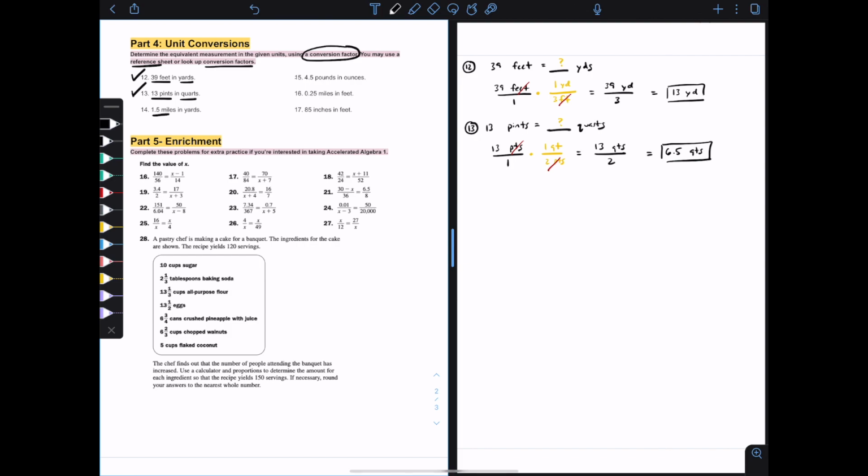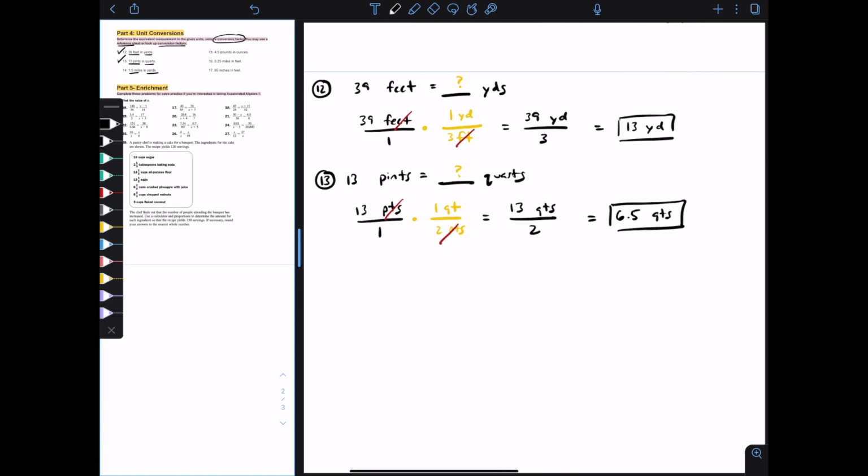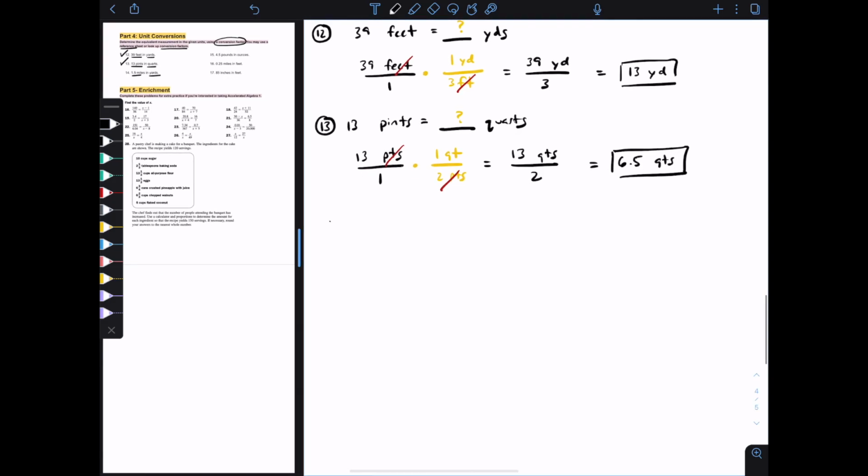Number 14, if you go 1.5 miles in, we have to convert that into yards. Well, we probably need to look up what that is going to be. I could probably find it out pretty quickly. So 1.5 miles, 1.5, put MI for miles, put that over 1. And I'm going to go ahead and look this up. 1.5 miles, how many yards?